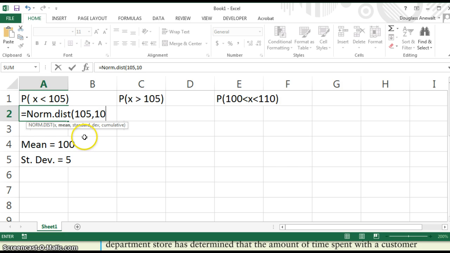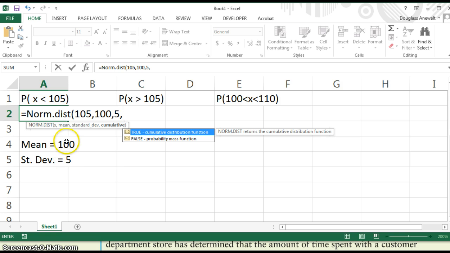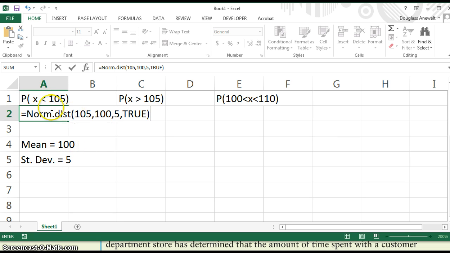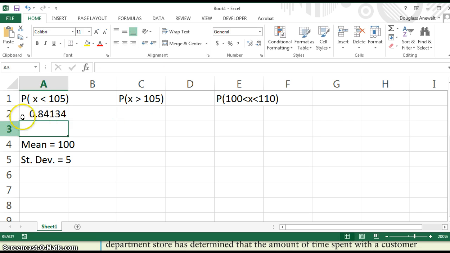What's the chances we're less than 105? What's our mean? I said 100. Standard deviation is 5. And then we want cumulative to be true, because that's what we're asking. What's the chances x is anything less than 105? So that's what true gives you. It gives you everything accumulating all the way down from 105. So the chances that a random x would be less than 105 with this information is 84%.